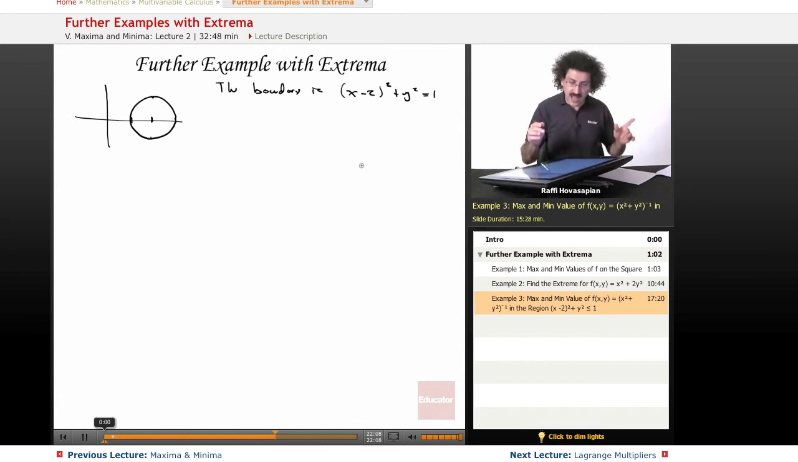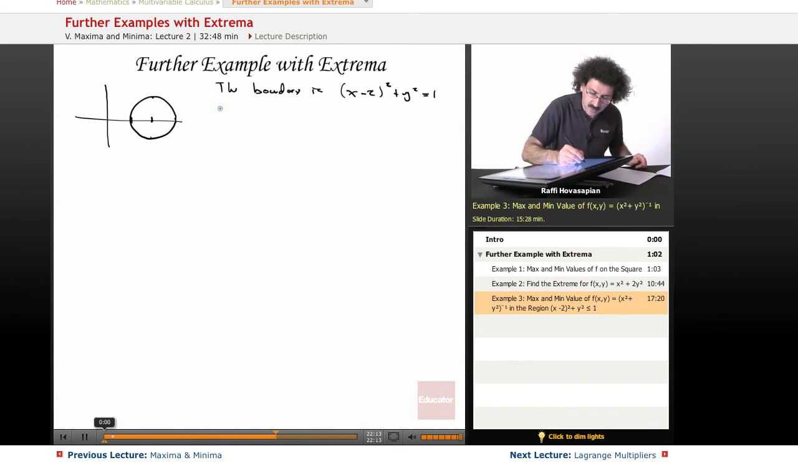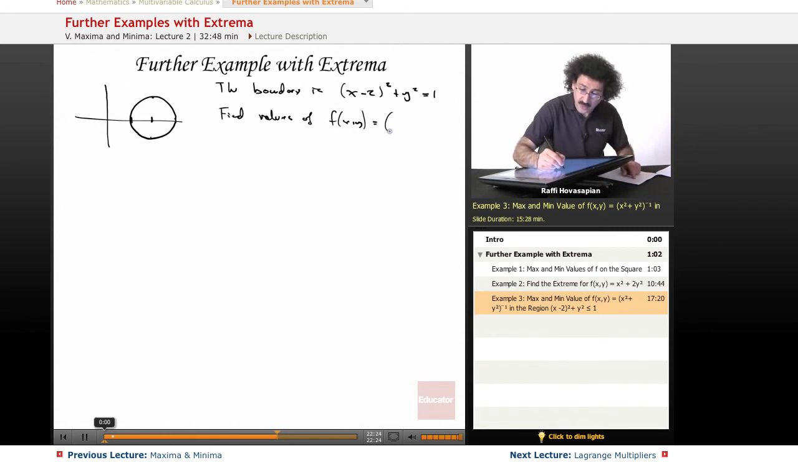So how can we find the values of the function? Let me rewrite the function. So find values of f of x, y, which is equal to x squared plus y squared. Let me write it actually as a fraction so that we have positive exponents. 1 over x squared plus y squared to the 1 power, so that's actually what we're looking at. How can we find the values of this function on this circle?